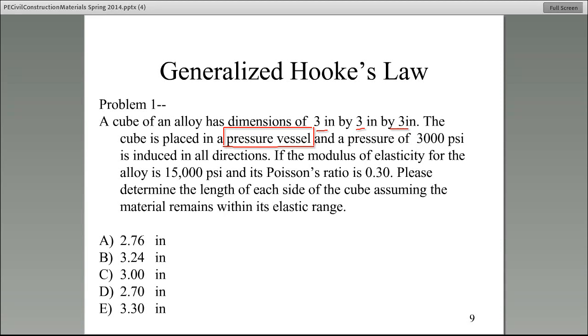A pressure of 3,000 psi is induced in all directions. Then it says the modulus of elasticity for the alloy is 15,000 psi. So take a note of that. E, modulus of elasticity for this problem, is 15,000 psi. Then they say Poisson's ratio is 0.3. So mu or nu, whichever letter you prefer, Poisson's ratio is 0.3. What they want you to do is to determine the length of each side of the cube, assuming the material remains within its elastic range.